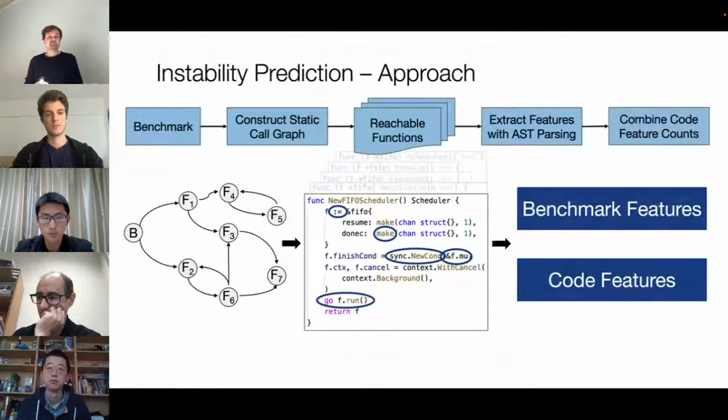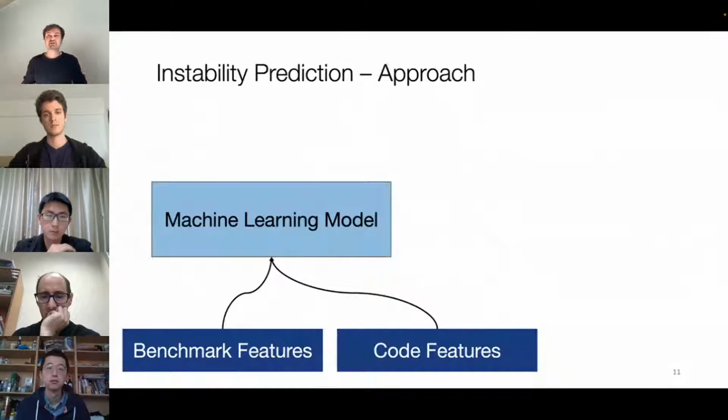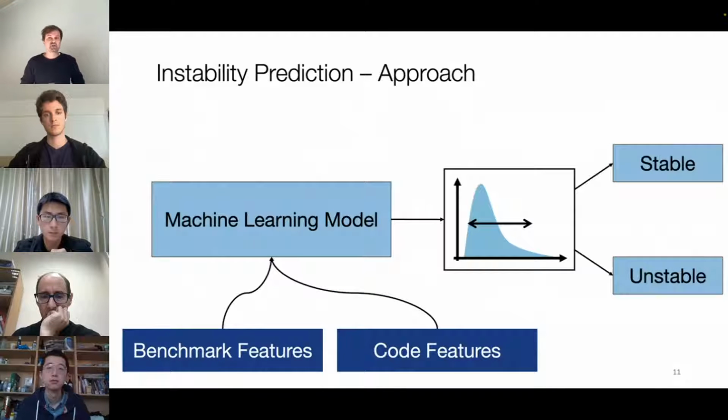So what we then have is a set of features related to the benchmark code itself, and we combine the feature counts of all the functions that are reachable by the benchmark. So this is like the code feature set that we have. We feed these two feature sets into the machine learning model, which then tells us whether the benchmark is going to be stable or unstable.